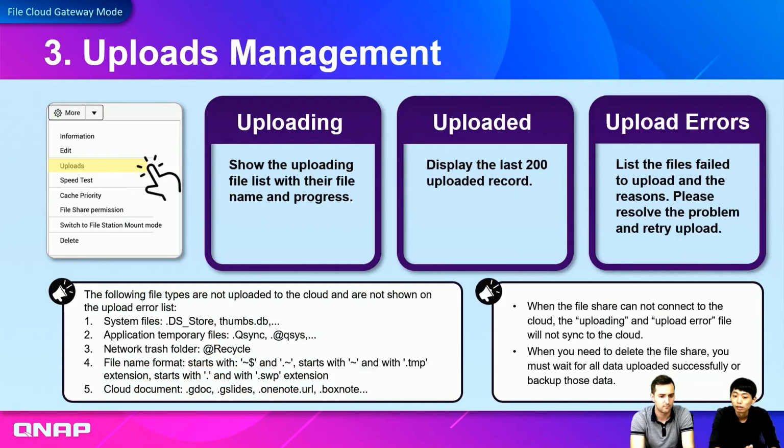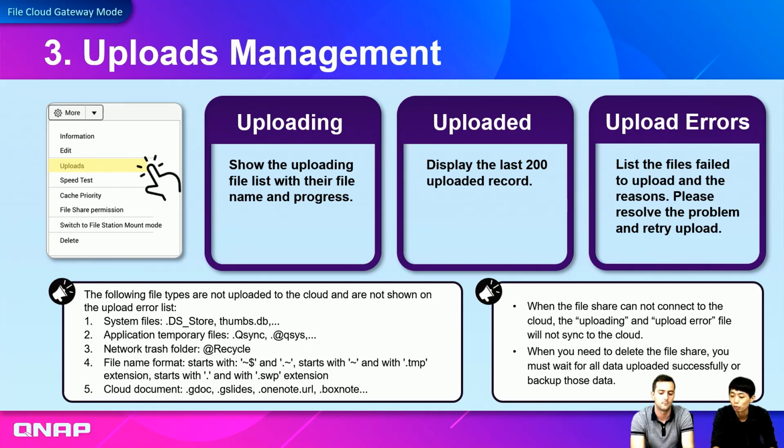So next part is the upload management. In mount management, you can click the upload, and we will have the upload table. You can see the upload file list with their file name and progress, and also you can see the upload record and the upload error. The upload error list will list the files that failed to upload to the cloud and the reason why they cannot upload. For example, some cloud providers cannot accept a file of maybe 20 gigabytes.